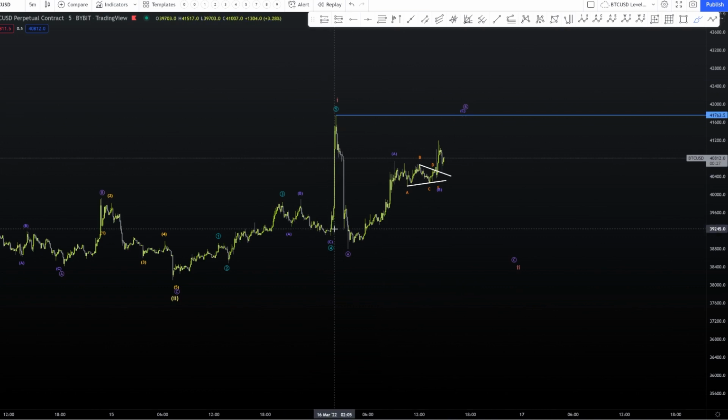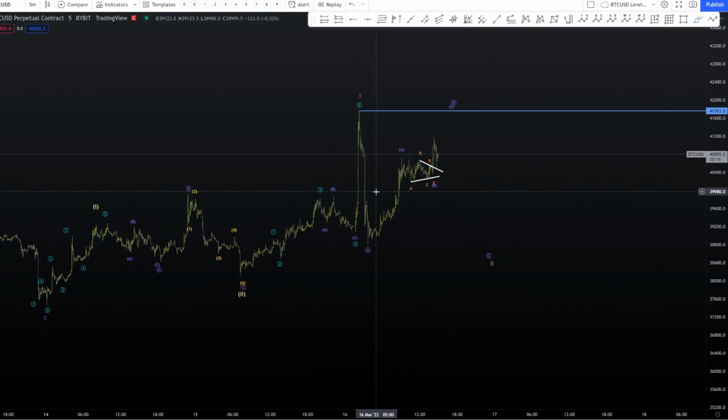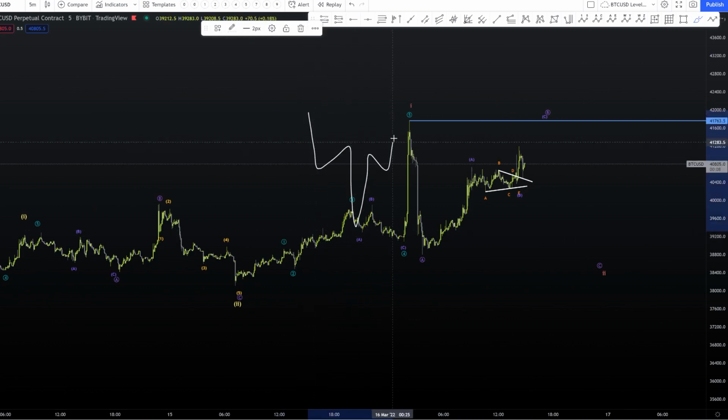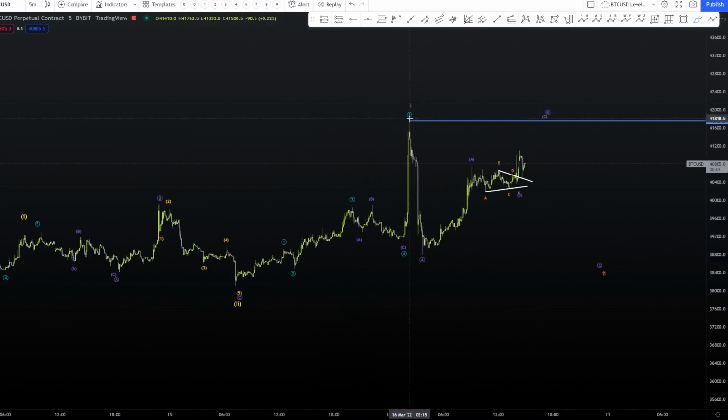Is this a wave 1, or is this the wave C of a flat? Now, this cannot be the wave C of a flat, because you don't get a wave A and a wave B to give us that wave C of a flat. For example, you'd want to see a wave A, a wave B as so, and then give us this wave C, which we don't get. So that to me indicates this is probably a wave A of a zigzag.